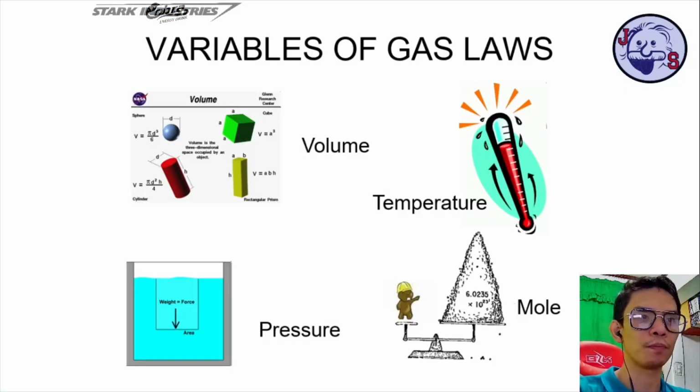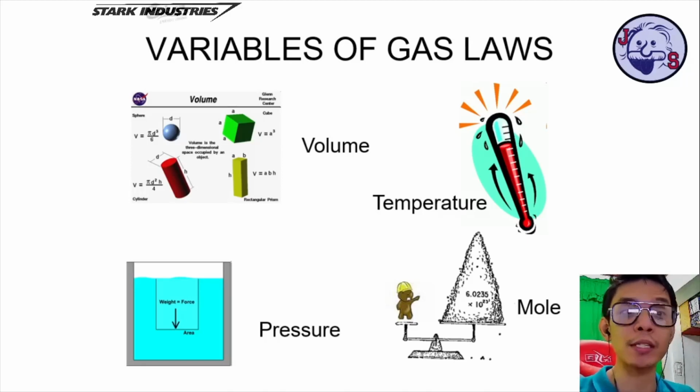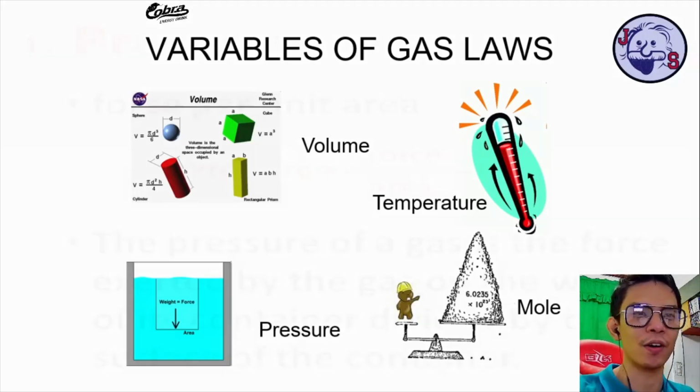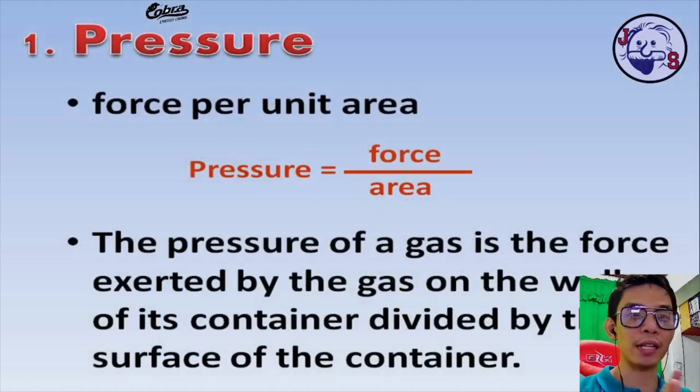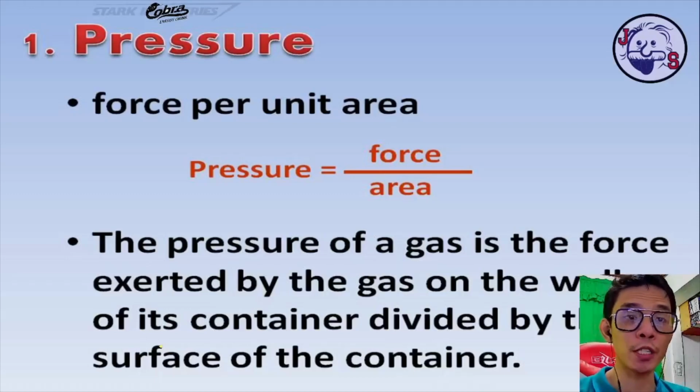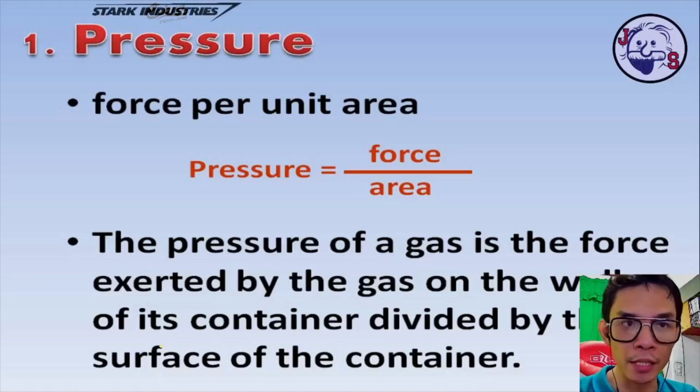Alright, so these are the variables. We have volume, temperature, pressure, and the mole here. The mole that you see on this picture is the amount of gas. Again, we will stick only to one state of matter, which is the gas. Okay, so with that, let's start with the pressure. So what is pressure? This is the first measurable property of gas.